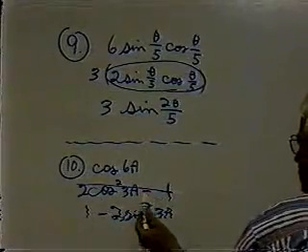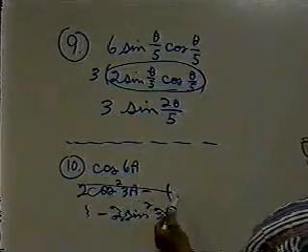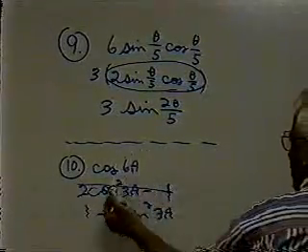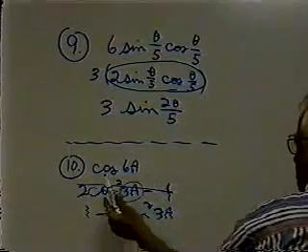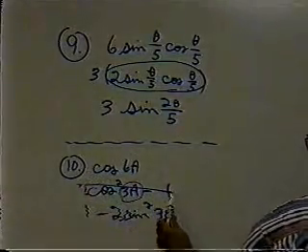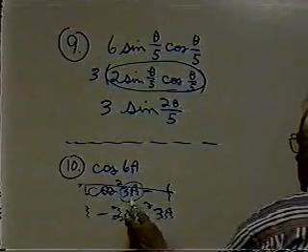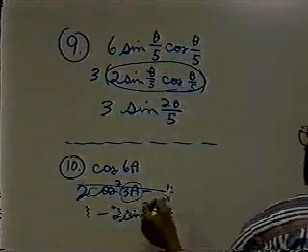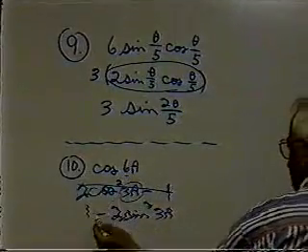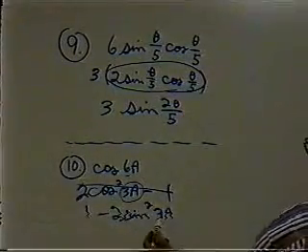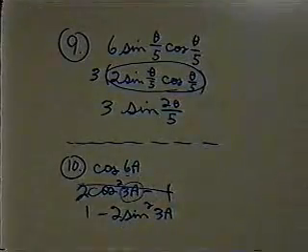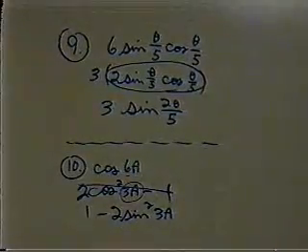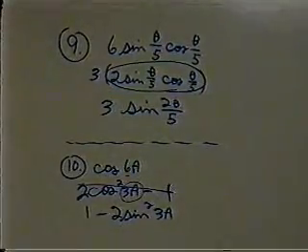But the rule is cosine squared minus sine squared is the cosine of double the angle. 2 cosine squared minus 1 is cosine of double the angle. 1 minus 2 sine squared of an angle is cosine of double the angle. All right, so that's that process.